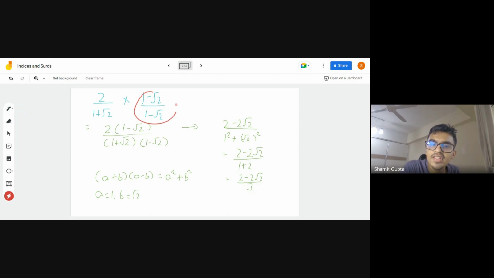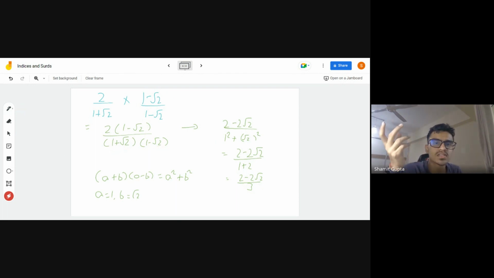Does this work every time? Yes, this works every time. Why does this work every time? Because a plus b, a minus b, these numbers, 1 and 1, are non-square-rooted numbers. They will also give you a non-square-rooted number. These two are square-rooted numbers, surds.